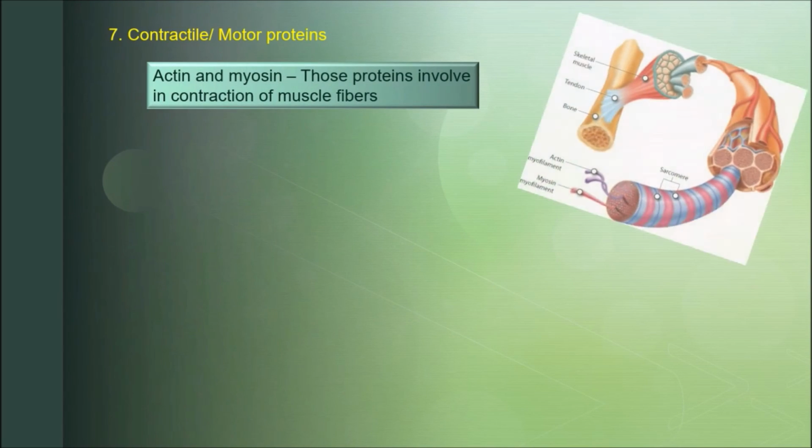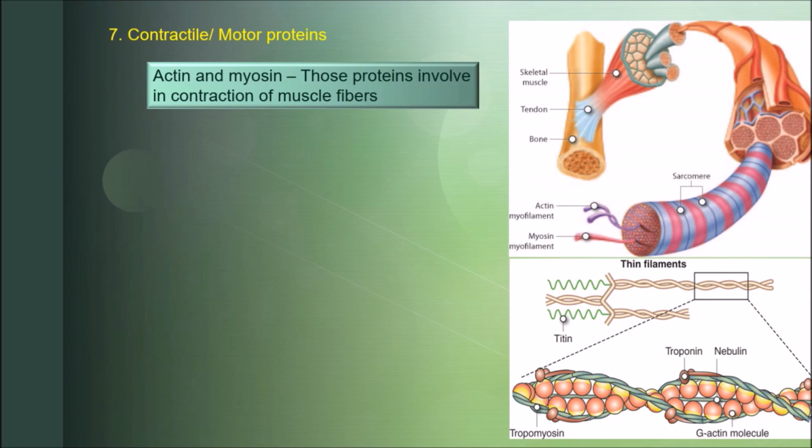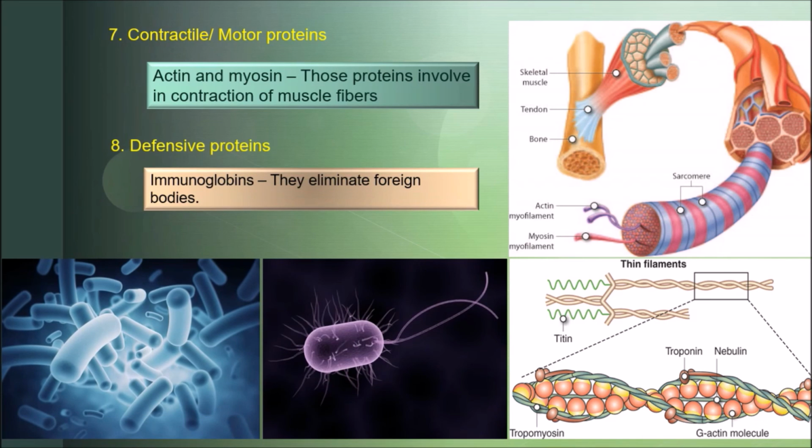Contractile motor proteins. Actin and myosin. Those proteins are involved in the contraction of muscle fibers. Defensive proteins. Immunoglobulins. They eliminate foreign bodies.